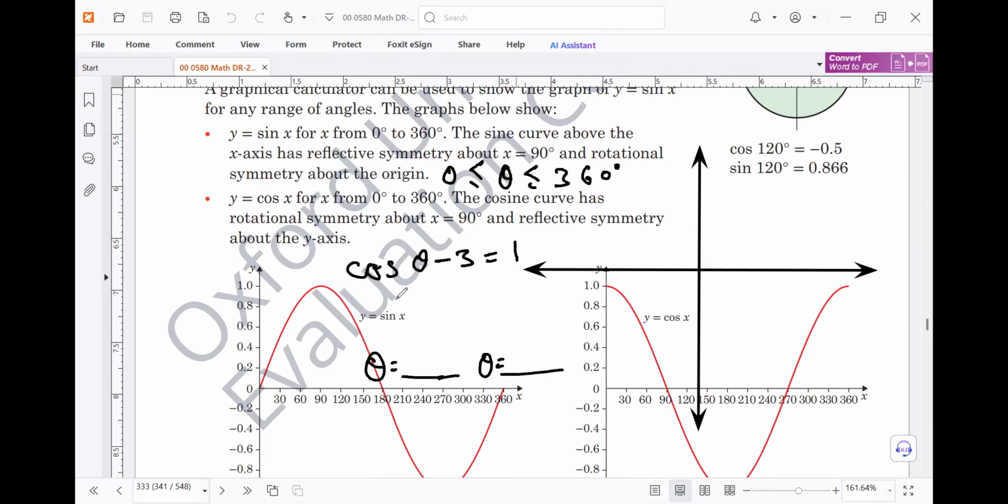Will we take -3 to the other side? Very good, correct. So is this cos or cos inverse? Cos inverse of 4. Wait, just do it. Okay, so cos theta is equal to 4, so theta is cos inverse of 4. Very good. Try it.